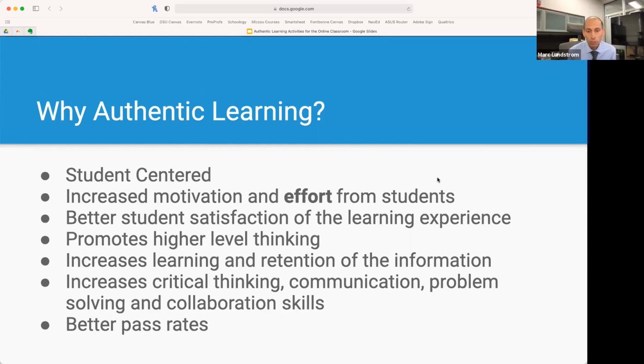And then, of course, better pass rates. Lastly, these are all things that are beneficial to the student, right? But as instructors, we want all this stuff. This means success, right? This is what we want from our students, and therefore it helps us. One thing that Lisa also pointed out is that our authentic learning experiences, because they're real world, can be used as useful documentation for accreditation as well.